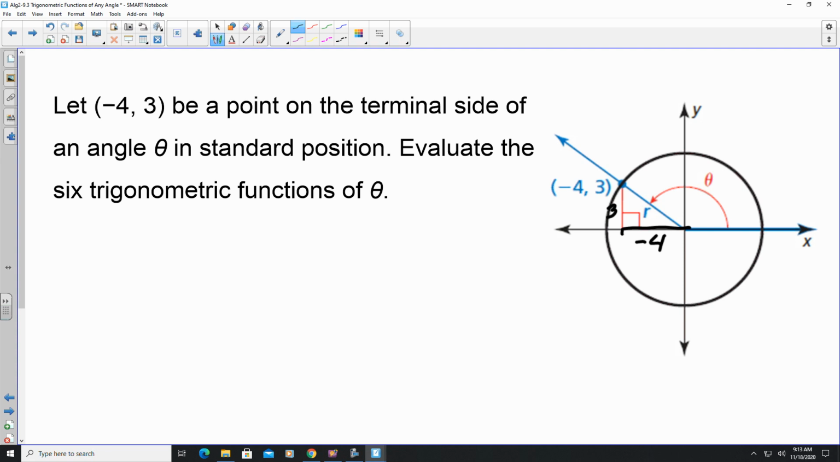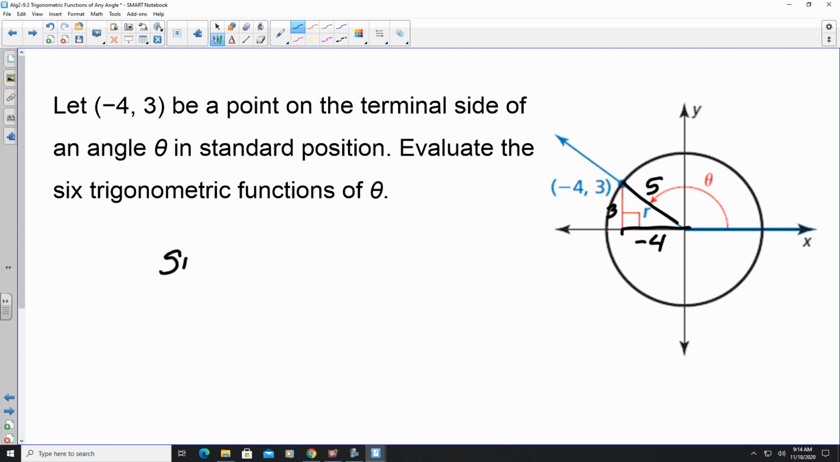So we can use the Pythagorean theorem to find r. So r is going to be 3 squared, which is 9, plus negative 4 squared, which is 16, which equals 25. Square root of 25 is 5. So r is 5. So I have all three of my values in order to find the six.